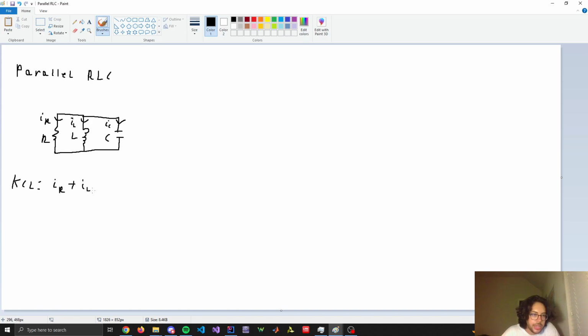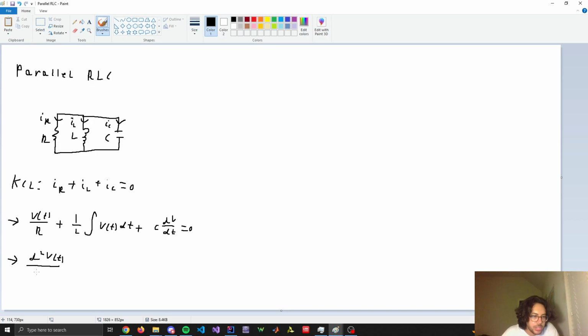IR plus IL plus IC equals 0. Now writing the equations, IR is going to be V of t over R plus IL. Well, that's going to be 1 over L times the integral of V plus IC is, remember, C dV over dt, all equals 0. So taking the time derivative and rearranging, we'll end up with this equation.